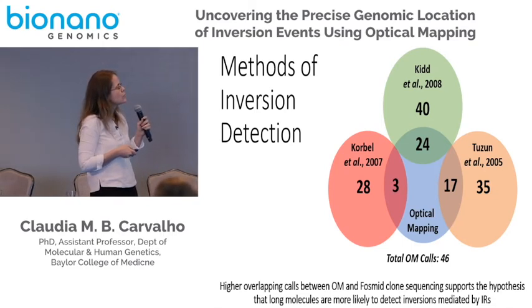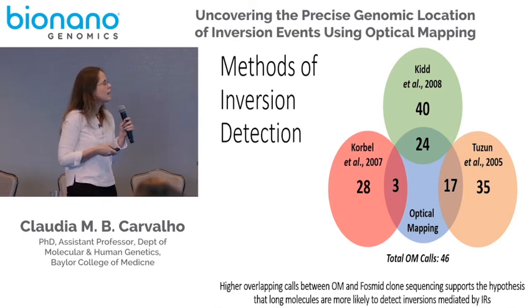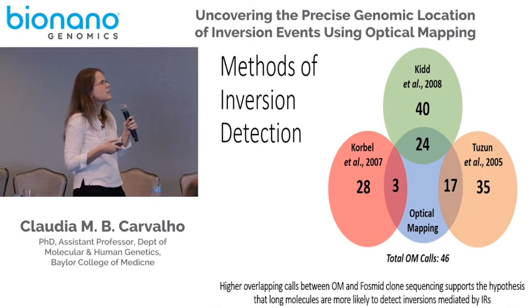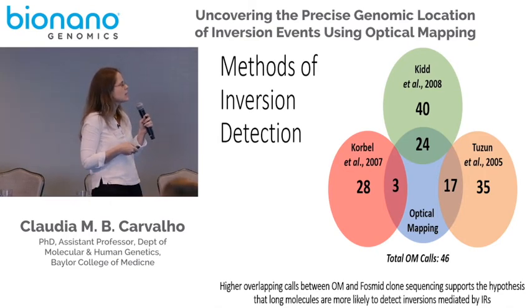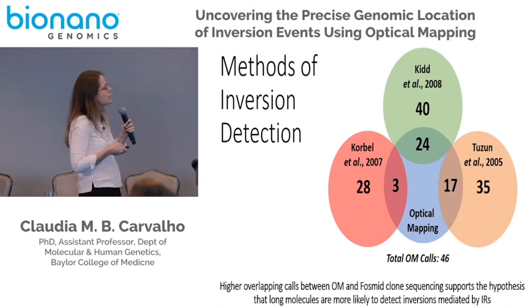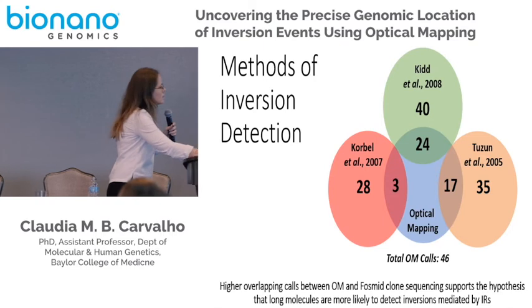And KID and 2Zoom are using fosmids, so they also have longer inserts compared to Corbell. The size of the inserts in Corbell is about 3 kb, compared to 45 kb here and 150 kb in optical mapping.